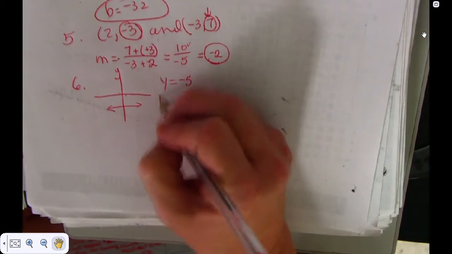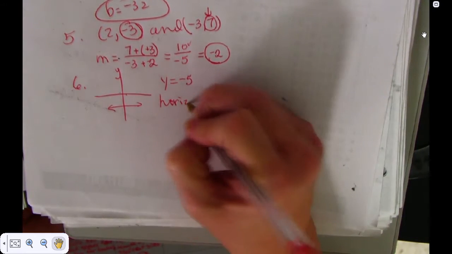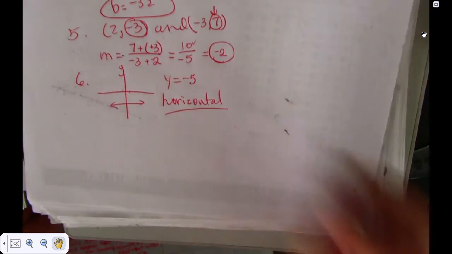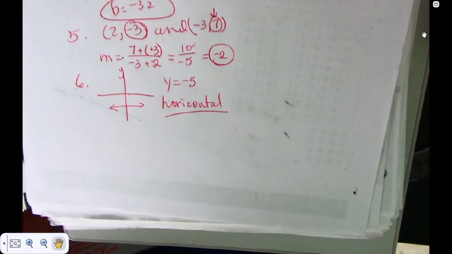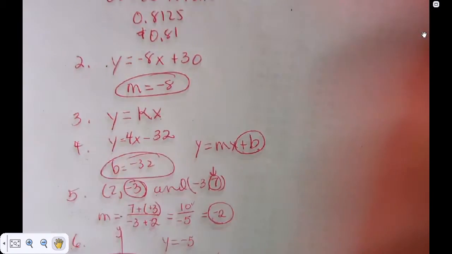So it's horizontal. Remember, a horizon goes horizontal. I used to tell my fourth graders when I was teaching them horizontal and vertical: horizontal, you're lazy. You're lying on the couch all the time. Horizontal, lazy.